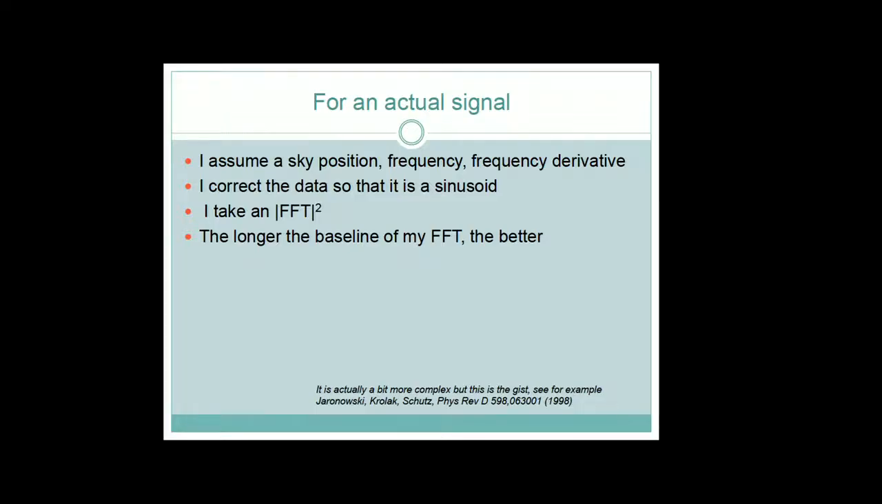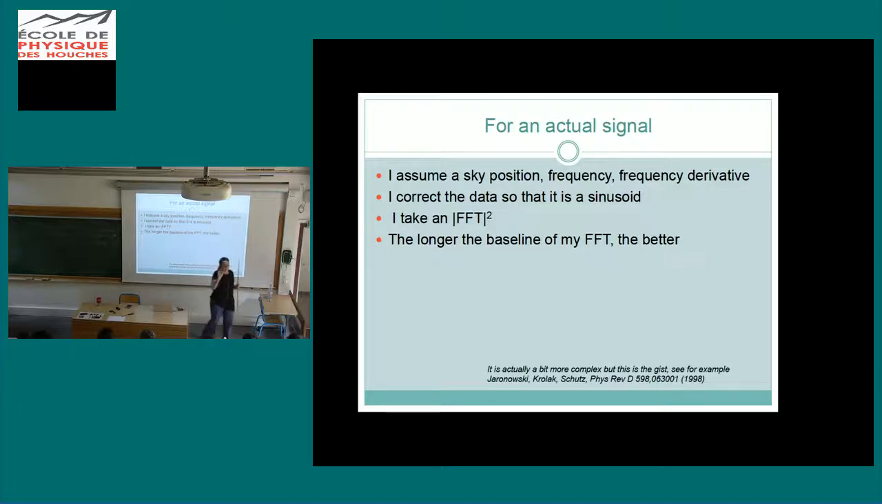And so if we want to try different sky locations, I just say, well, let me imagine that the sky position from which the signal is coming is that one. So now I know the sky position, so now I know how the signal would present itself, what type of Doppler modulation it would have at any given time, because I know our relative positions and relative velocities. So I can just correct the data to make it sinusoidal, and then I'm back in business, because I take an FFT square, and the longer the baseline of my FFT, the better, for the reason we saw before.